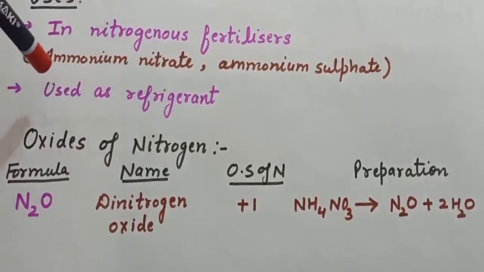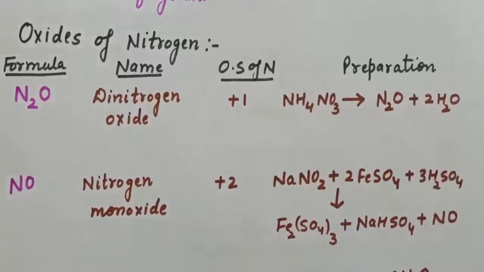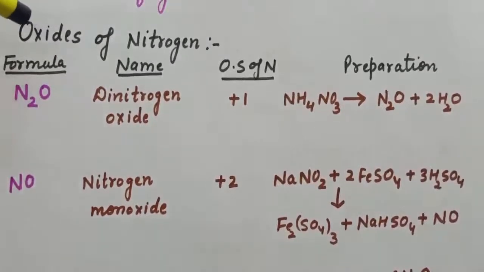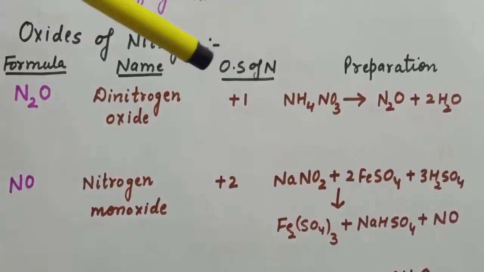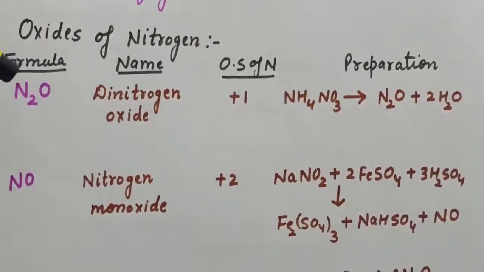Now next we will discuss oxides of nitrogen. Now we have various oxides of nitrogen. We will discuss only a few along with their formula, name, oxidation number of nitrogen, and the common method for the preparation of those oxides of nitrogen.